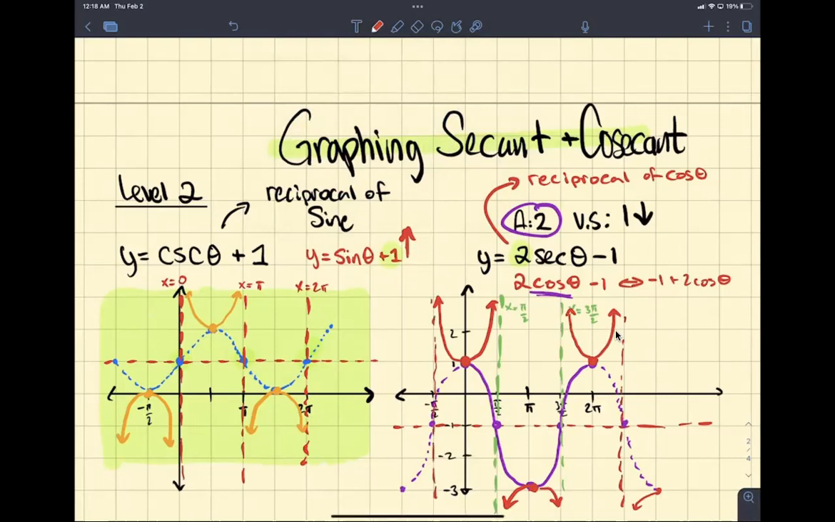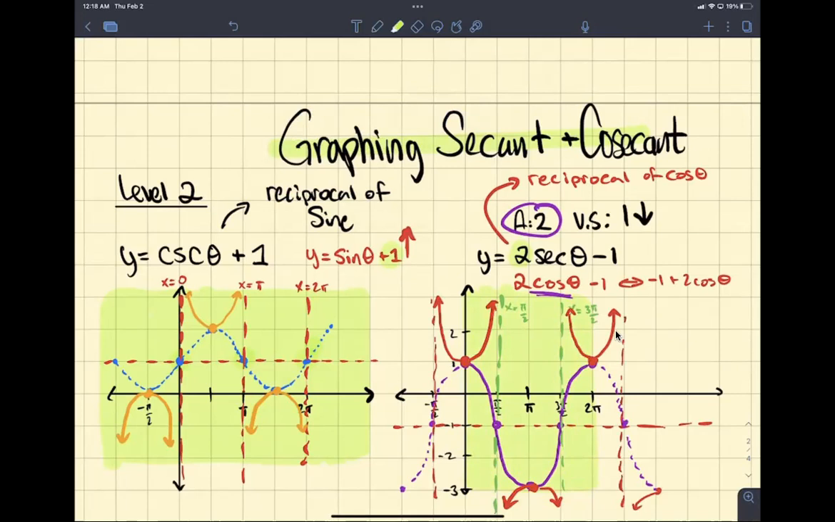All right, guys. It's pretty easy. One cycle of secant looks like this because it goes from 0 to 2 pi, and it has 2 asymptotes, and they're labeled right there. All right. That's secant and cosecant. If you have a negative sign, it doesn't matter. Just draw negative cosine or negative sine, and you're gonna get the right graph.